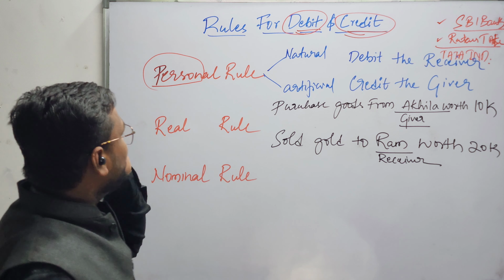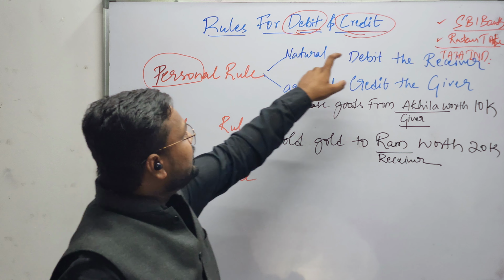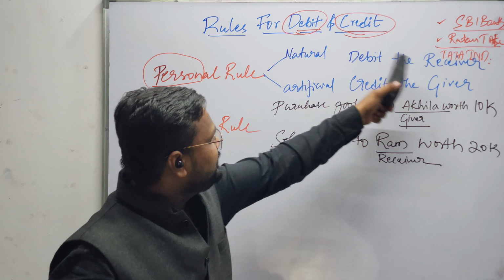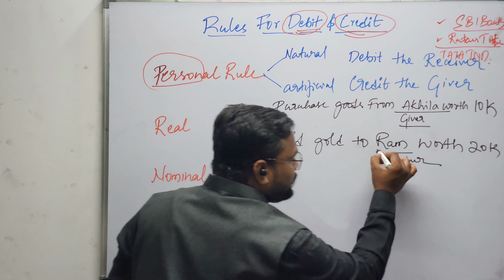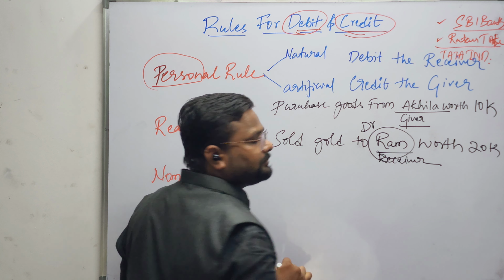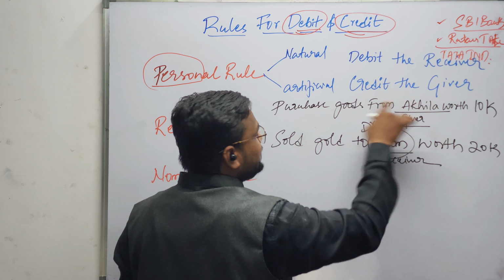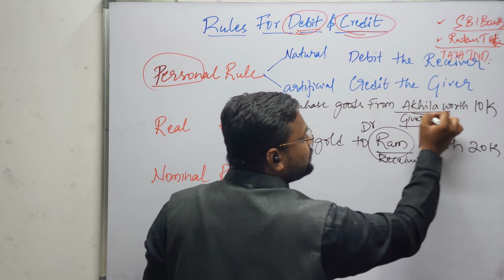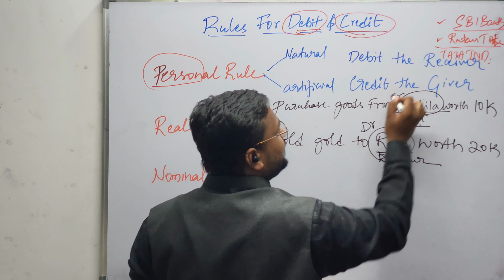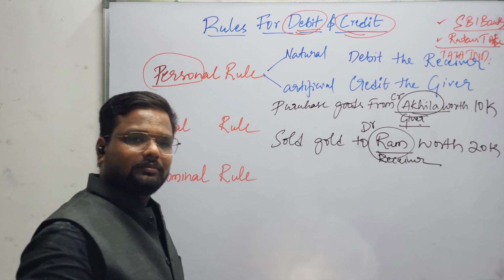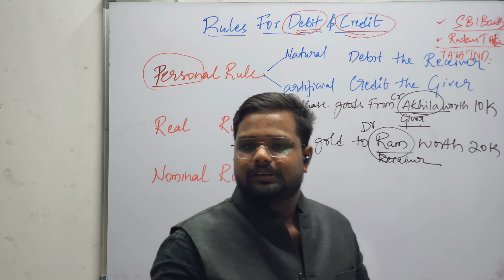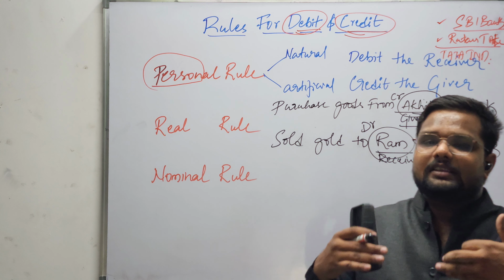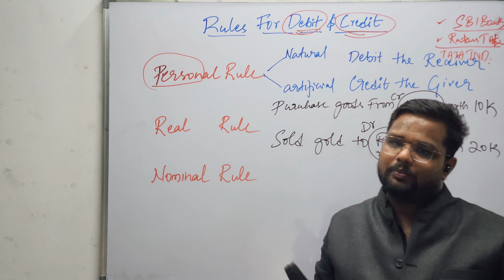Now coming to the rule. The personal rule is debit the receiver, credit the giver. Ram is the receiver, so debit Mr. Ram. In the purchase of goods from Akhila, Akhila is the giver, so Akhila should be credited, because we credit the giver. Understood, my students? So when a person is involved, identify whether they are in the receiver position or the giver position.